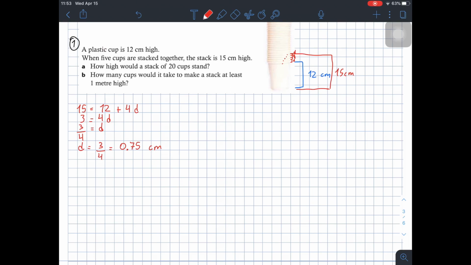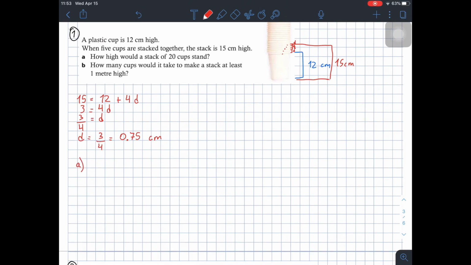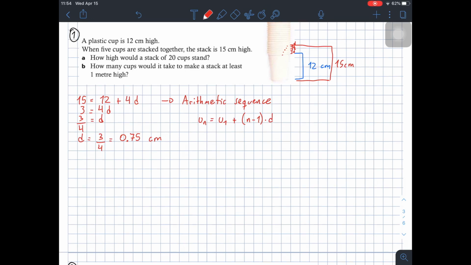So, to answer part A, it says, how high would a stack of 20 cups stand? You see that now that we've seen the problem without the concept of sequences, we can start relating this now to sequences, and you'll see that this formula over here is what type of sequence? This is an arithmetic sequence. Remember arithmetic sequence? I'm going to write it here. Arithmetic sequence. The formula for the arithmetic sequence is Un equals U1 plus n minus 1 times the common difference. And you see that we did exactly that reasoning in this problem.